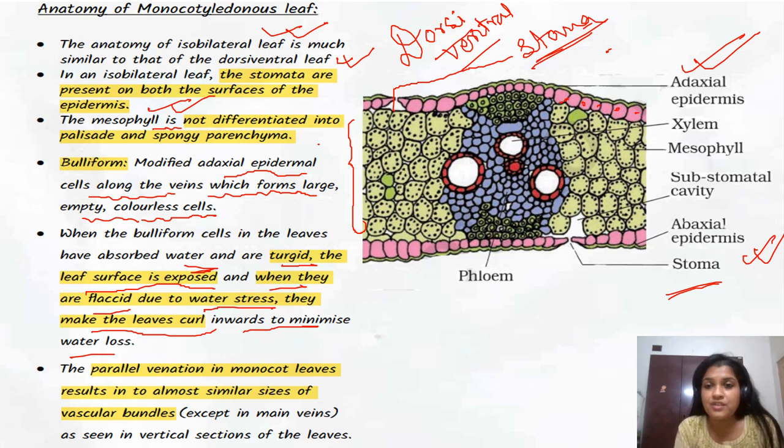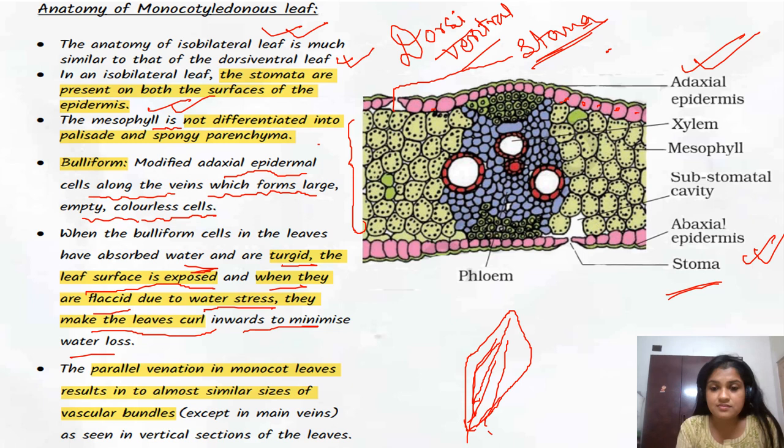So these are the bulliform cells, and when they are turgid, the leaf is straight. These are parallel venations. Now when these bulliform cells are flaccid, what happens? The leaves curl, so there is less exposure to the atmosphere. See, the total surface area here is more than the total surface area that is exposed here. Obviously, we can understand that.